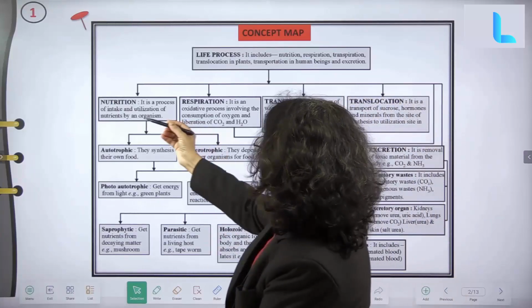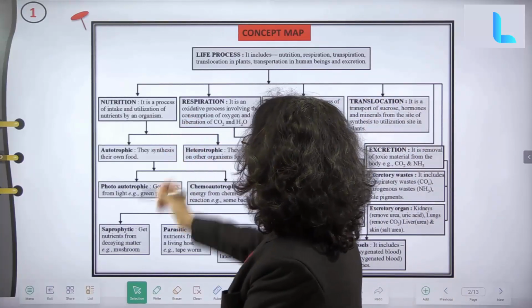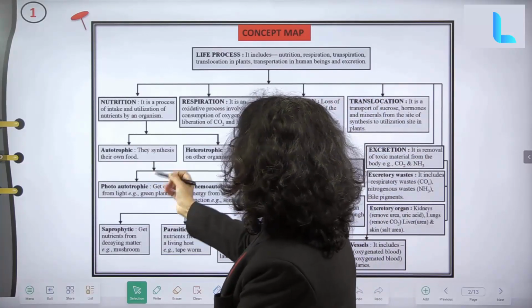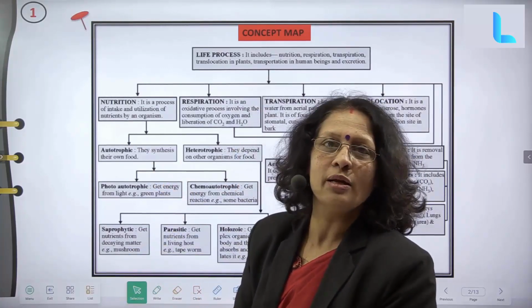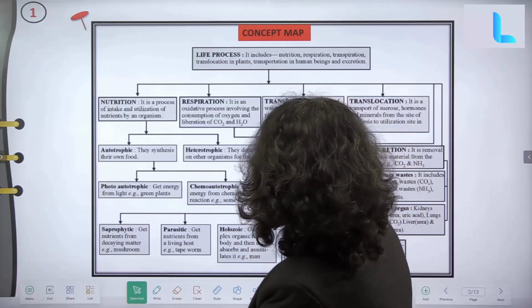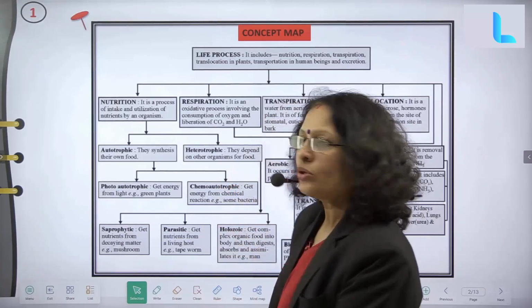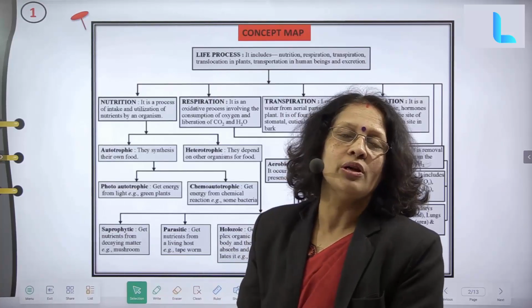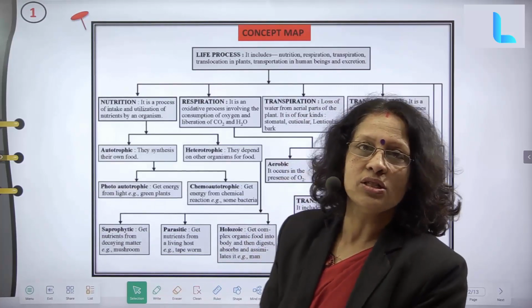So nutrition, if we talk, is the process of intake and utilization of nutrients by an organism. Autotrophic means some synthesize their own food, like plants make it by photosynthesis. Heterotrophic organisms depend on other organisms for food, like humans depend on other organisms and plants.